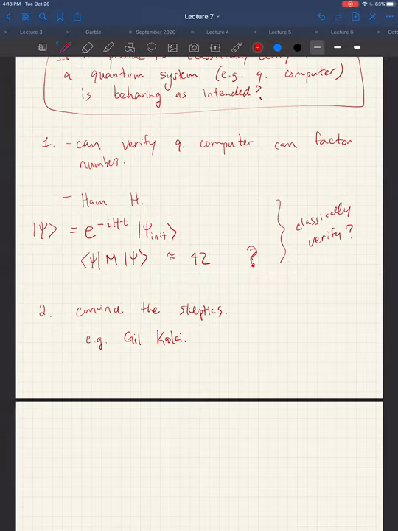Now, at least my opinion is that I do agree that Google's noise model is too simplistic, but not in this damaging way that Gil Kalai believes that it is. So that's my opinion at any rate.